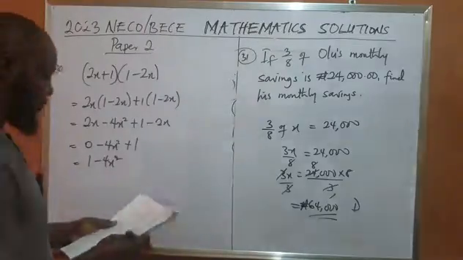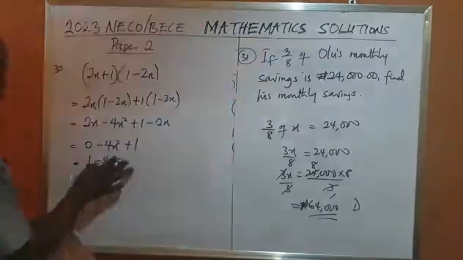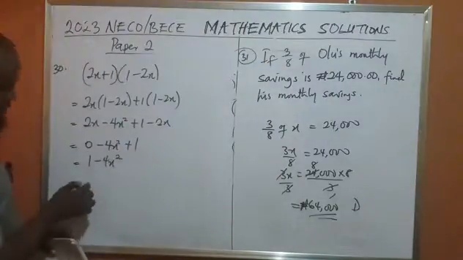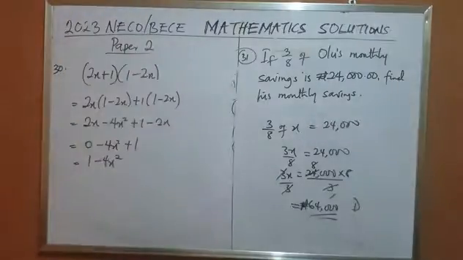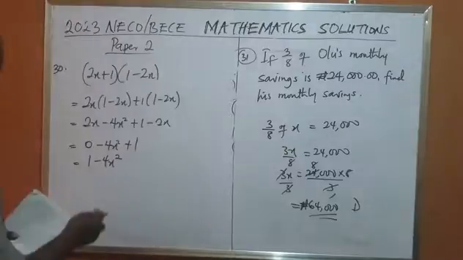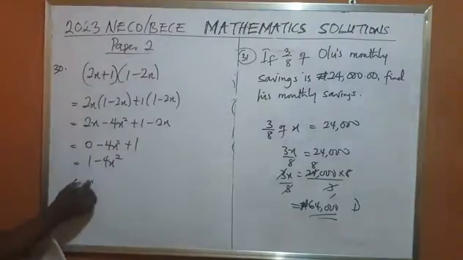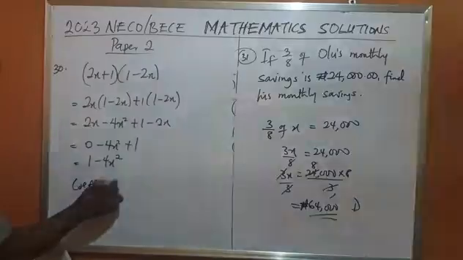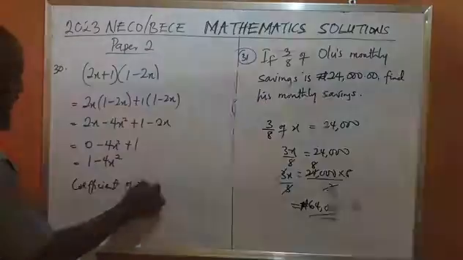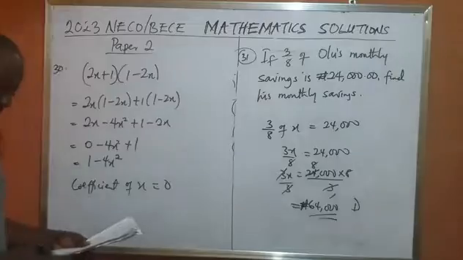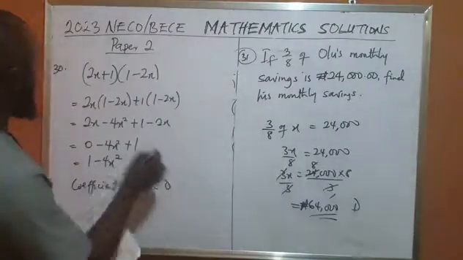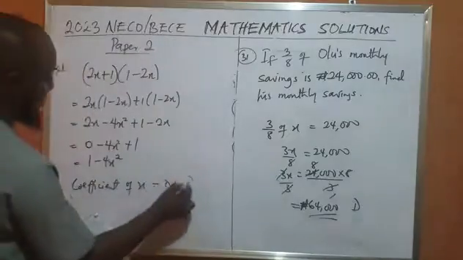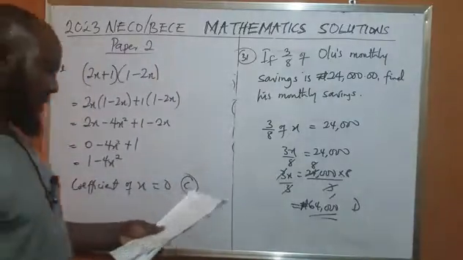But the question asks us to find the coefficient of x, and what we have there is x squared. x squared and x are not the same. Since we don't have x in the expression, the coefficient of x will be equal to 0. That's option C. This is question 32, option C. So we go to question 33.